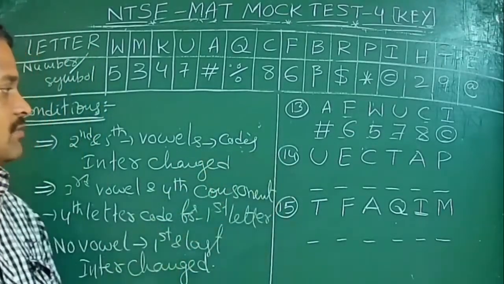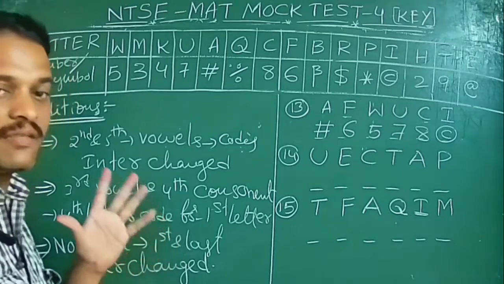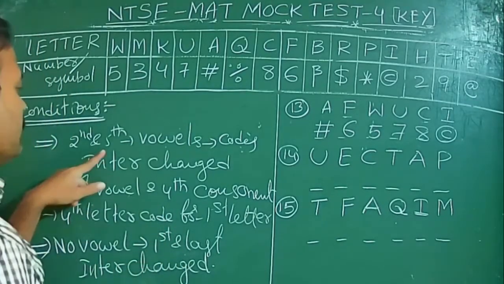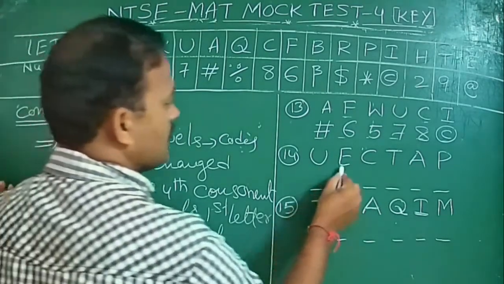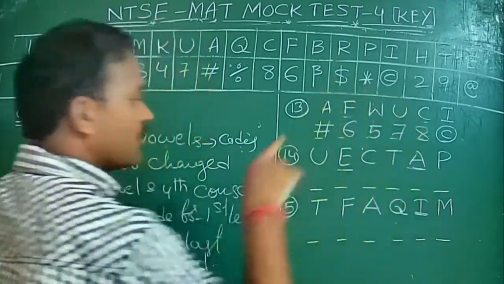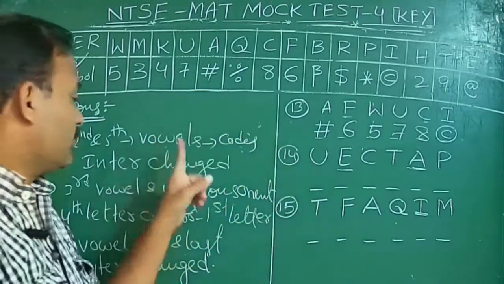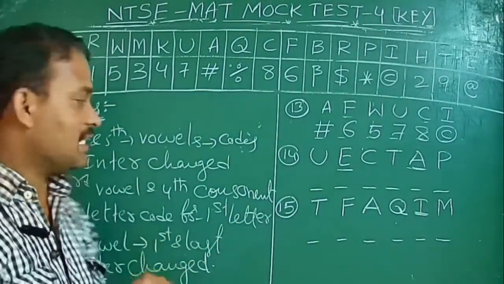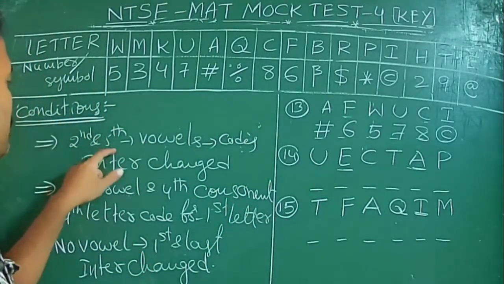So then next go for the 14th one. First you need to check the first condition. Second and fifth letters are vowels. Second is vowel. 1, 2, 3, 4, 5. Yes, fifth letter is also a vowel. Then go for the first condition only. First condition, what I said here: second and fifth are vowels, then codes are interchanged.